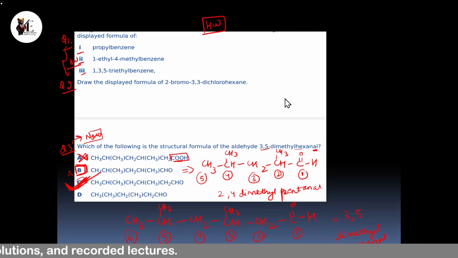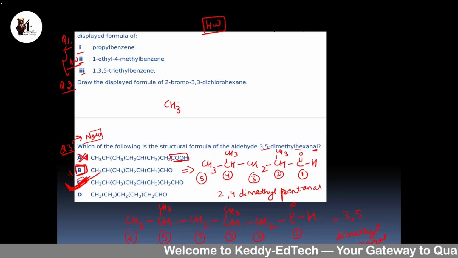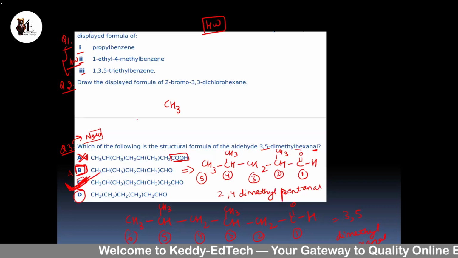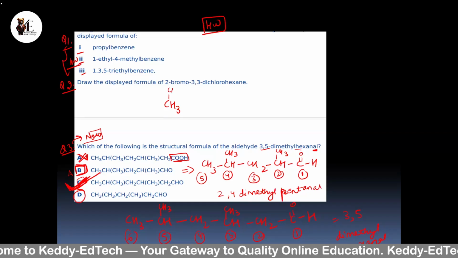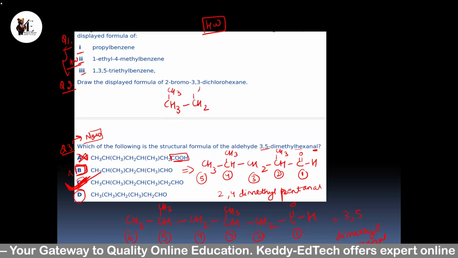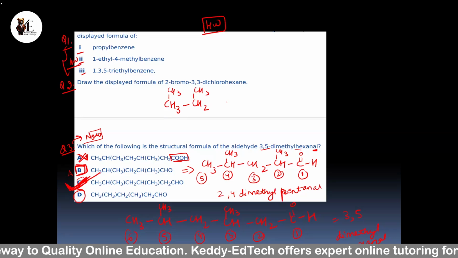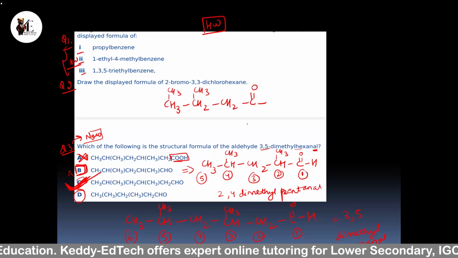Is it clear, Alicia? Any doubt? No doubts. Okay, then tell me the IUPAC name of this B part. The IUPAC name of this one for which I am drawing.